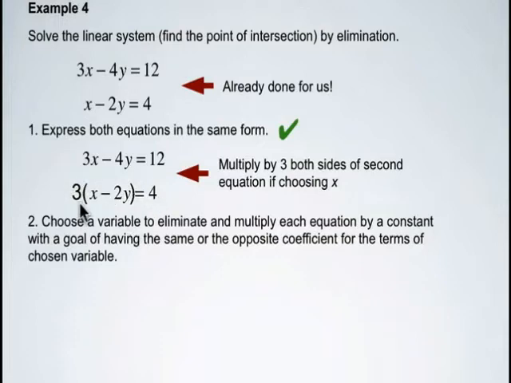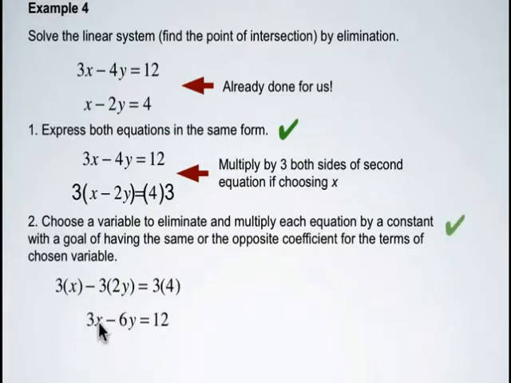And when we multiply this side by 3, we're going to end up with 3x. So we have to multiply the other side by 3. And so when we do that, we get 3 times x minus 3 times 2y is equal to 3 times 4. So this works out to be 3x minus 6y is equal to 12.